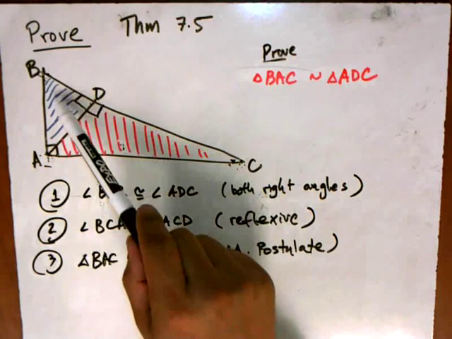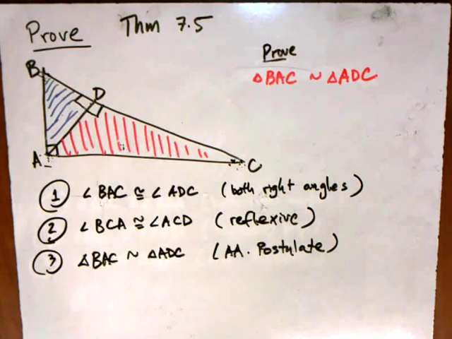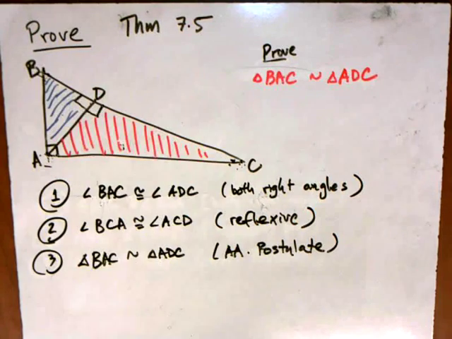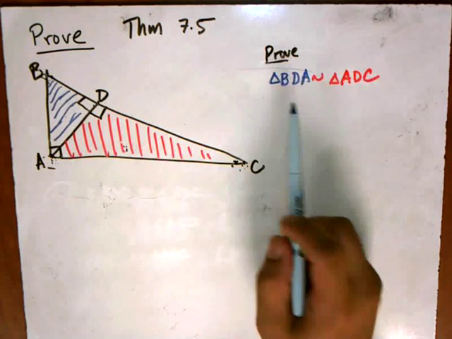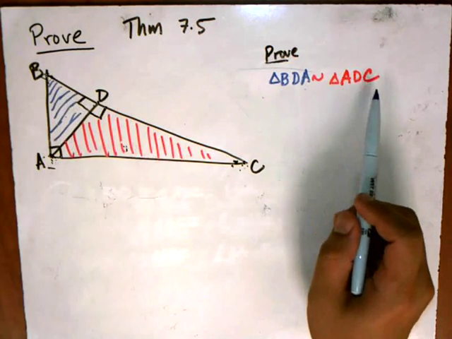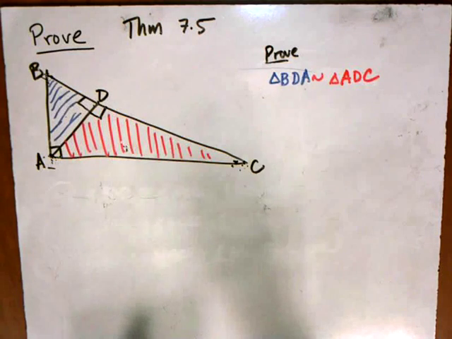I've shown that the blue triangle is similar to the entire large one, and I've also shown that the red triangle is similar to the large one. And the final part of this proof is a little bit trickier. We're going to try to show that the blue and the red are similar to each other. Alright, so we get to the last part of this proof, and what we're trying to prove here is that triangle BDA is similar to triangle ADC. In other words, the blue one is similar to the red one.